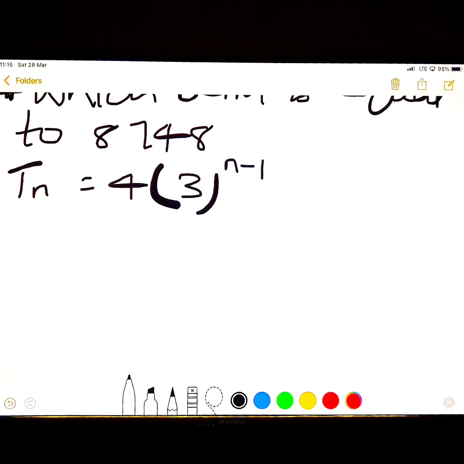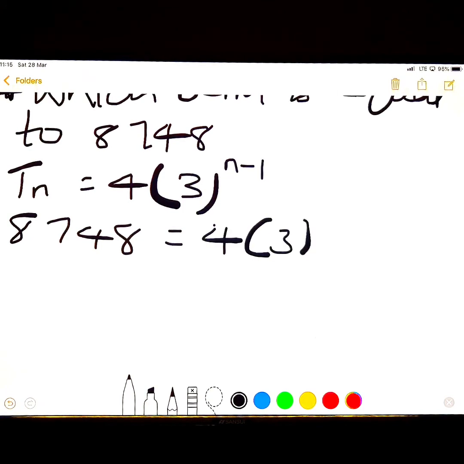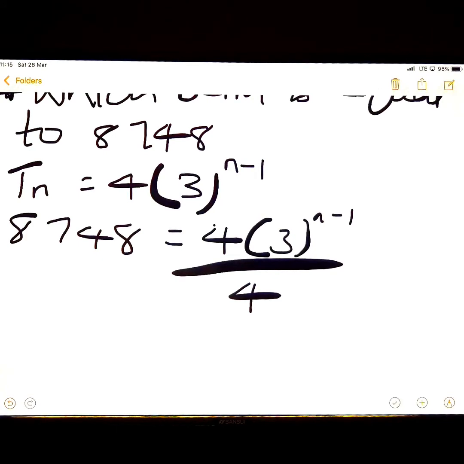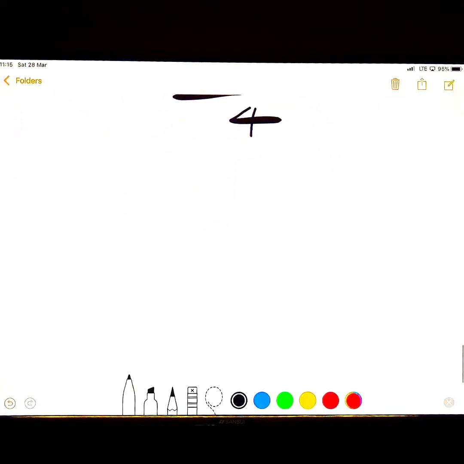So what we're going to do is, you already have the value, so you're going to say 8748 is equal to 4 times 3 to the power n minus 1. Okay, and then substituting, let me just do this so that you'll see.